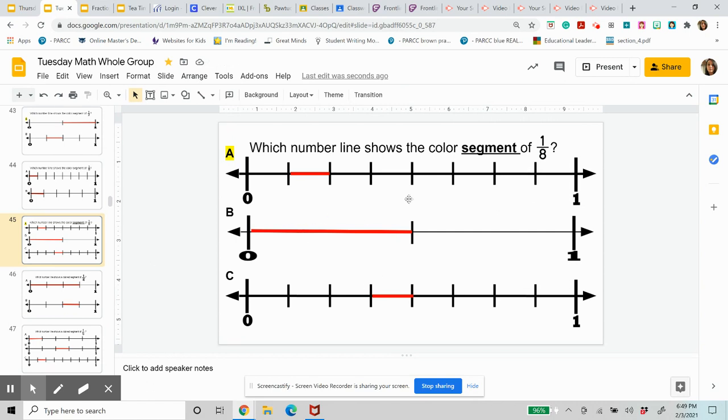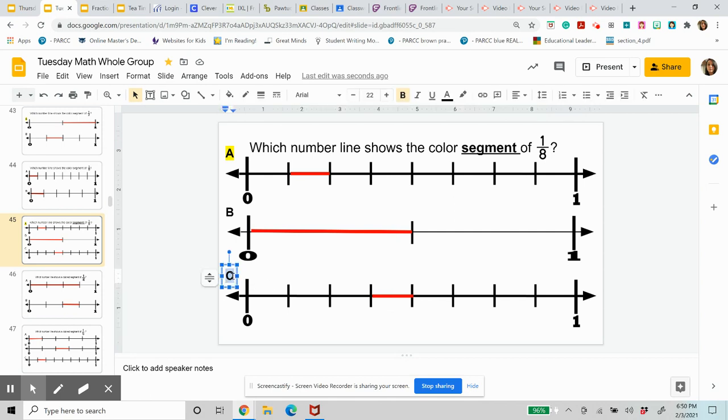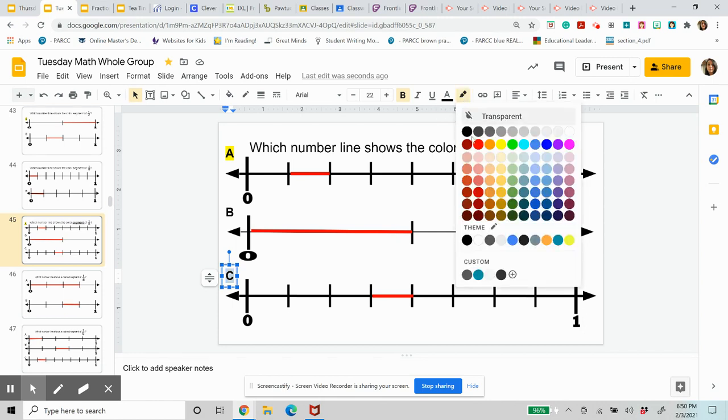How about this one? 1, 2. Okay, so this is 2 pieces, so that would be halves. Nope. 1, 2, 3, 4, 5, 6, 7, 8. 8 pieces and 1 is colored in. So, yep, A and C both represent 1/8 being colored in.